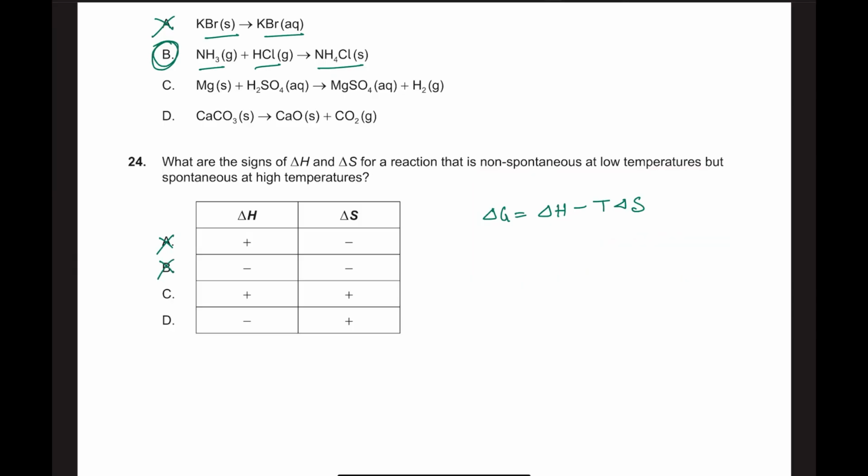Now the next one. If delta H and delta S both are positive, then we'll have this equation, right? At low temperature, your delta H will be bigger than this T delta S. So overall delta G will be positive and the reaction is non-spontaneous. And at high temperature, your delta H will be smaller than T delta S, right? So the negative term is bigger. So delta G becomes negative overall, and as a result, the reaction is spontaneous at high temperature. Answer will be option C.